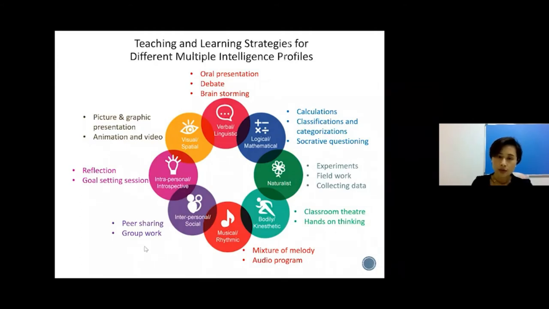So we also have students which are good in interpersonal. So I think group work will work well in this group of students. And of course, for intrapersonal, a reflection kind of session will be good also. For visual and spatial intelligence, we think that activities like setting up animation and also video presentation, together with graphic and picture presentation, would be good for this group of students.